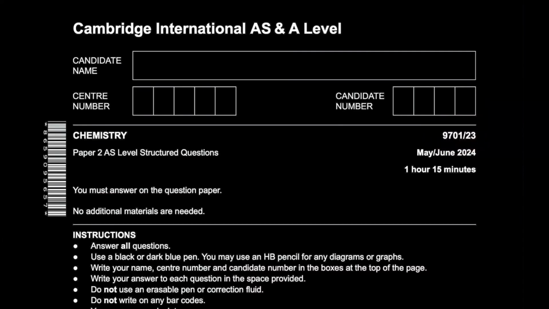All right. So today we're going to be looking at May-June 2024, paper 23. That's paper 2, variant 3.